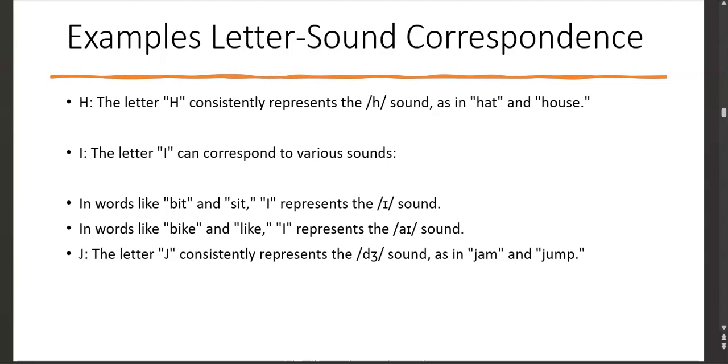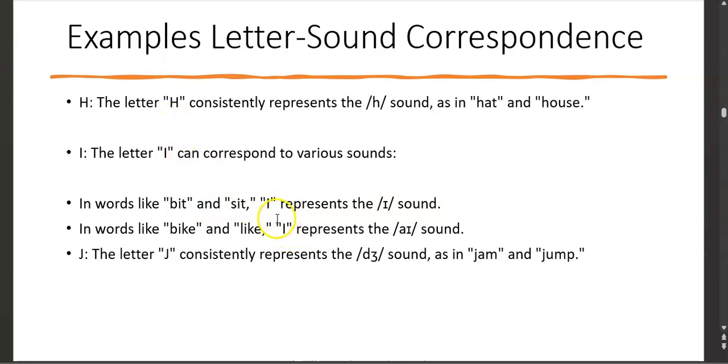We have letter H, sound H. For example, hat, house. That is easy. We have the letter I, and this one we can say in various ways. So for example, in the words beat, sit, the sound is short I. In words like bike, like, the sound is long I, okay? So we have letter I with two different sounds.